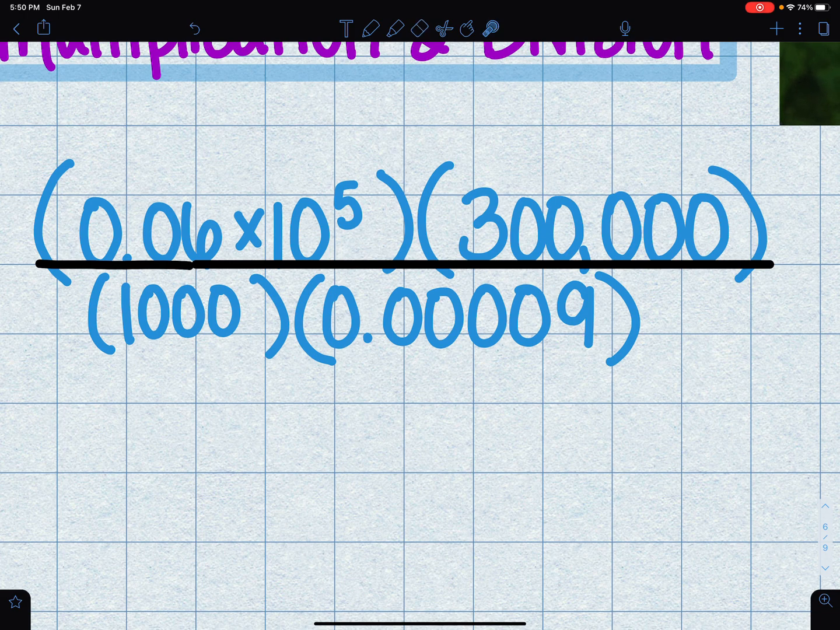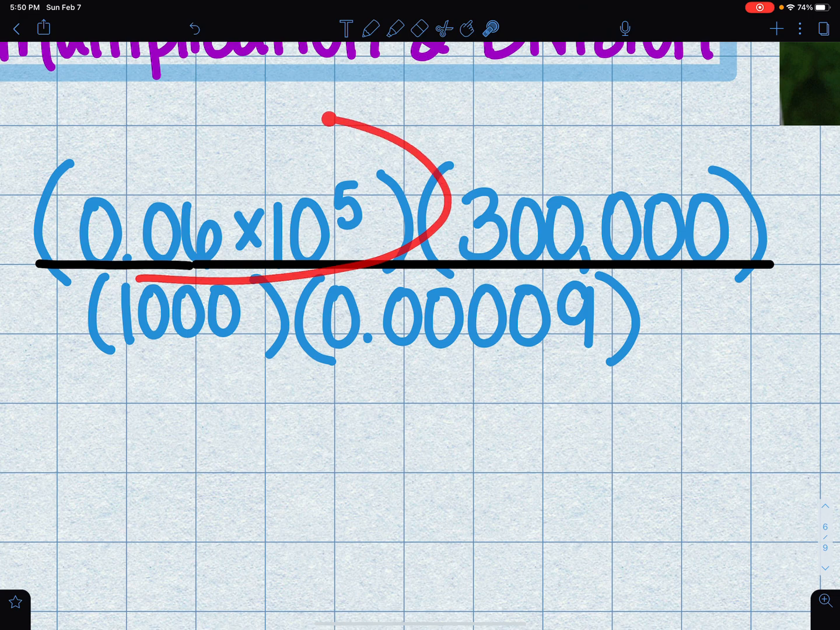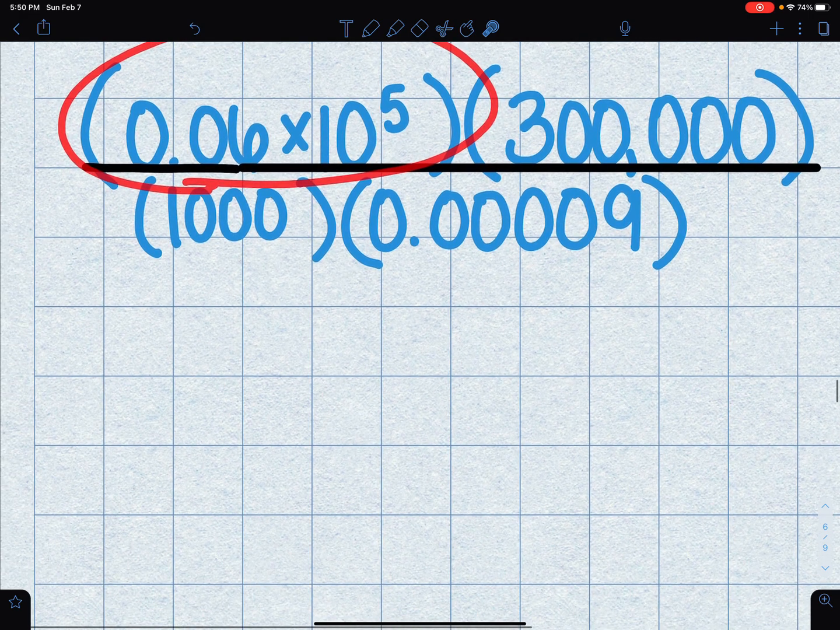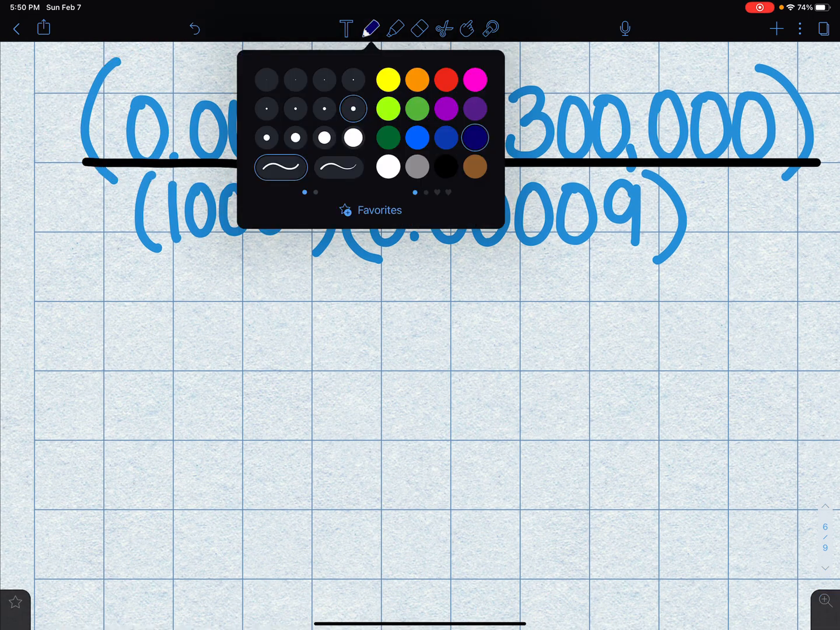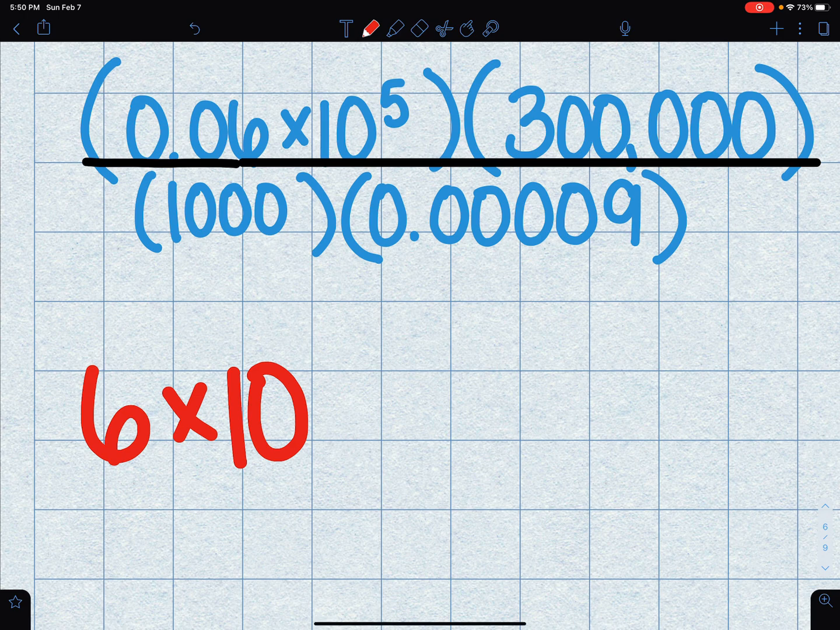Let's start with this one. Let me get a red so we can see it better. This is 0.06 times 10 to the 5th. Who would write something like that? We don't want that. We want 6 times 10 to the what? Well, the decimal was here. I moved it 2 places. I made that number bigger, so I got to make this one 2 smaller. So it's going to be 10 to the 3. Okay, so that's my first term.